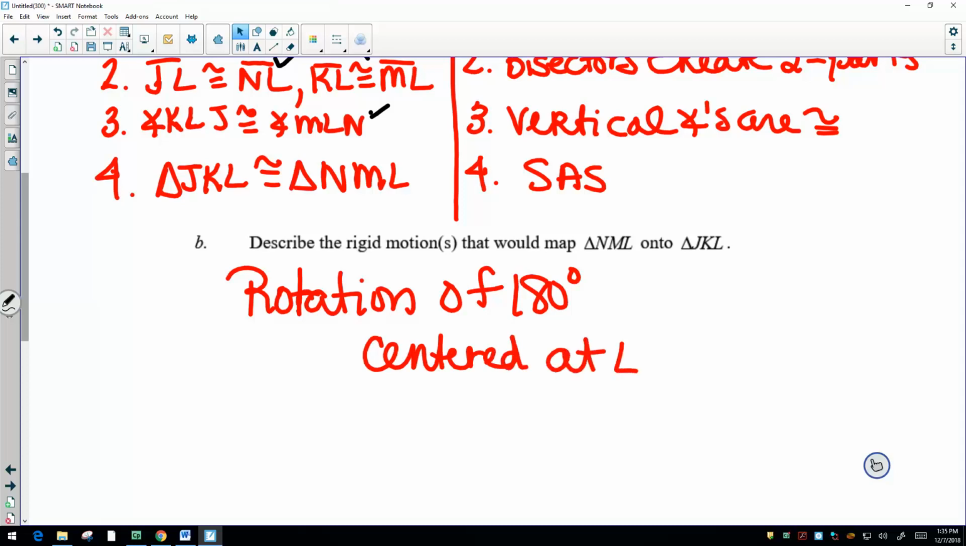So that's just an introduction to proving triangles congruent. That was only 1 out of the 5 ways we can prove triangles congruent. We'll practice this more in class and learn the other 4.